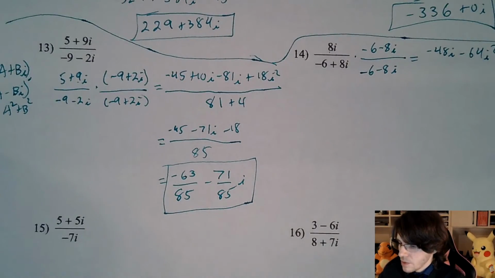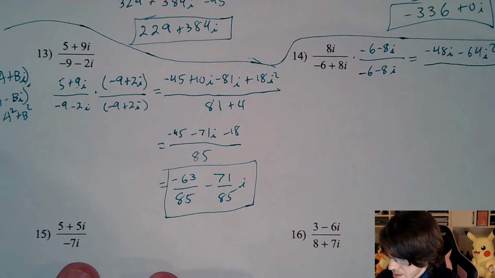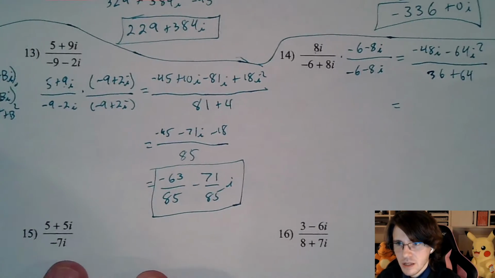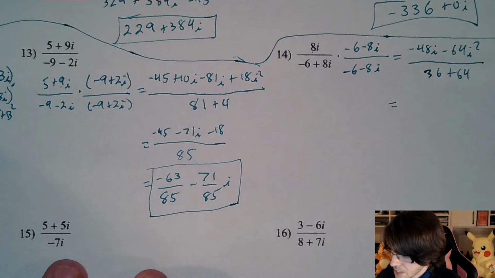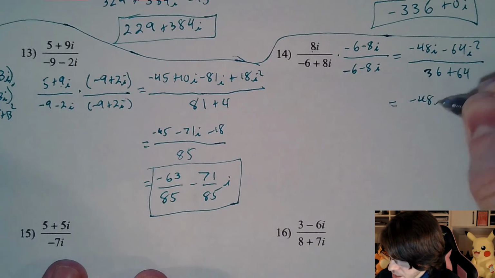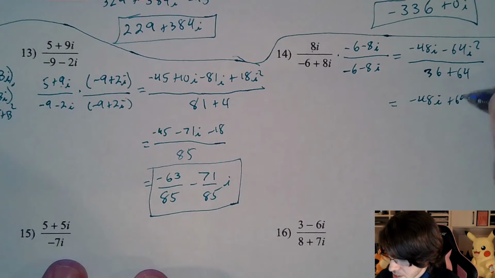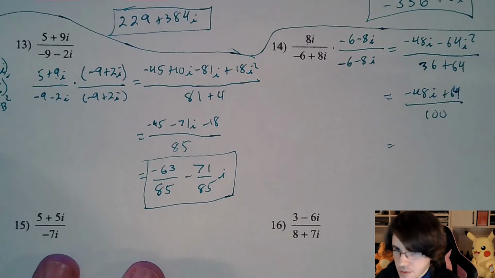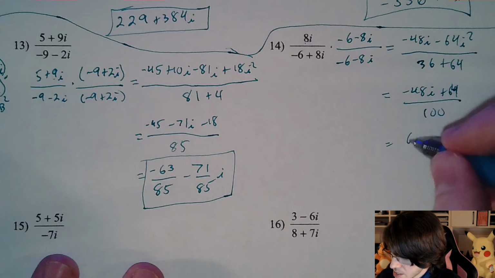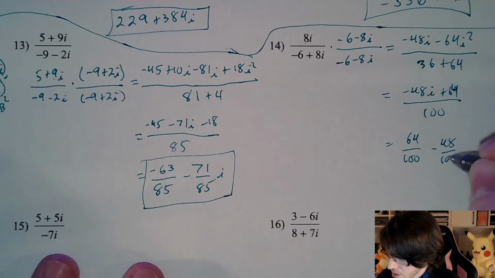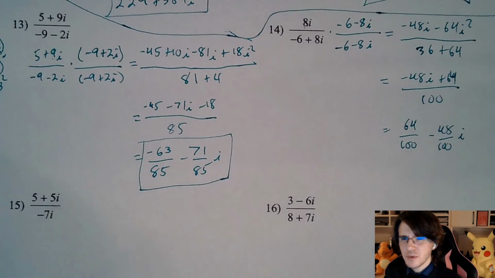Continuing on here, we have on the bottom a squared plus b squared. So it's going to be 36 plus 64. This one ends up having a little bit of simplification to do because I see all even numbers everywhere. So they will simplify it a little bit. -48i, and then that turns into plus 64, and that divides by 100. When we're writing our final answer, we're going to be writing two separate fractions, 64 over 100 minus 48 over 100i, and we should probably reduce those fractions.